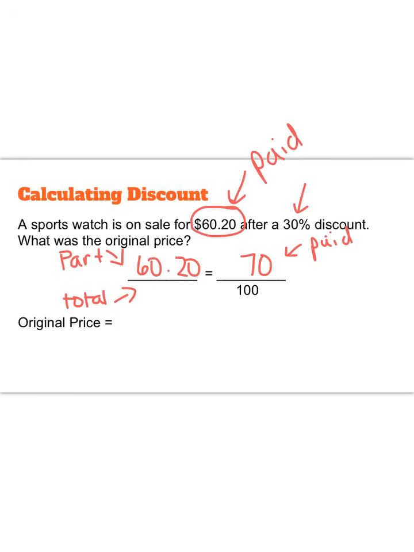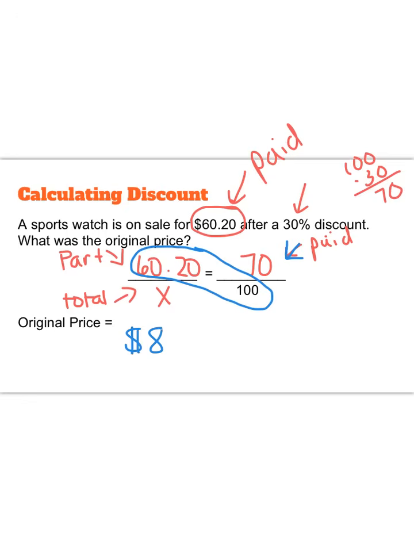So you have to make sure that things are parallel or lined up, the same type of thing. So I paid $60.20, which was 70% of the original price. And I got that 70 because I took the 100%, took away the part I saved, and that left me with the part I paid. All right, and then an X goes here, and from there we're good to go. You're going to pick up your calculator and take $60.20 times 100. You're going to divide by your 70, and the original price is $86. That was a super tricky problem.